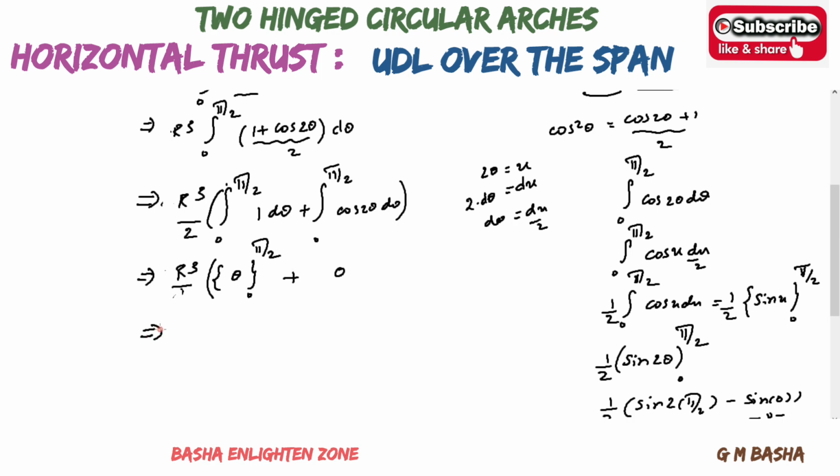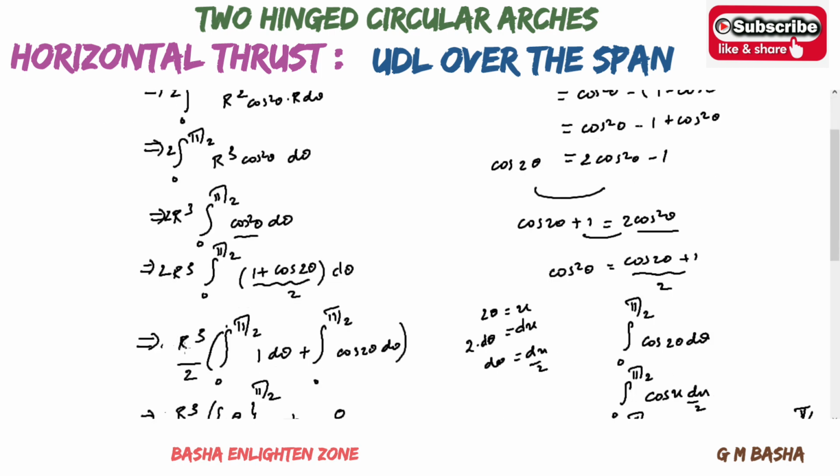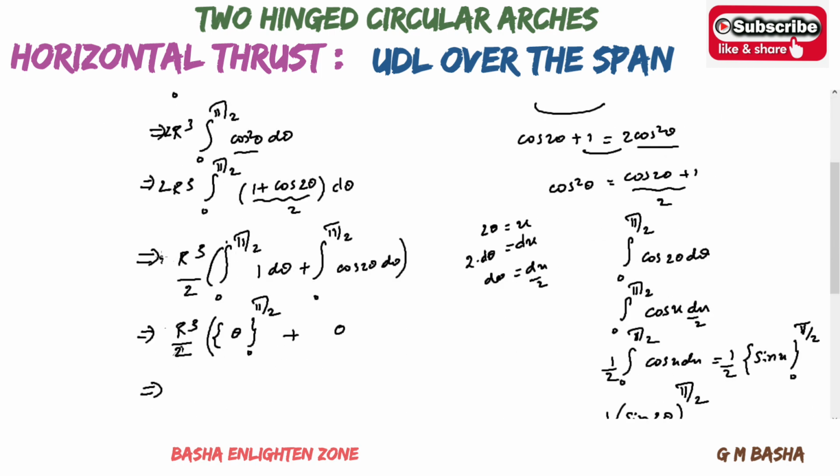So check once again here, this will be 2 times of 0 to pi by 2 r cube cos square theta d theta. So 2 will be common here and everywhere, and again here also 2. So cancel this 2 outside. So finally how much you will get? r cube, and apply the upper limit, that is pi by 2, lower limit is 0, plus 0. So finally you will get pi r cube by 2, that is the integral of y square ds part.